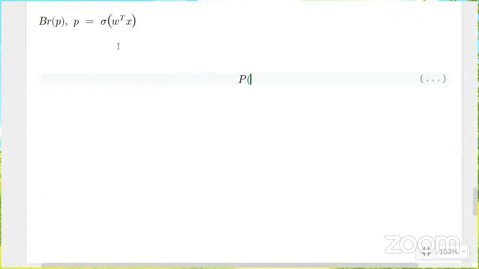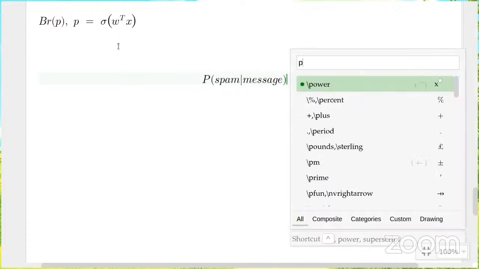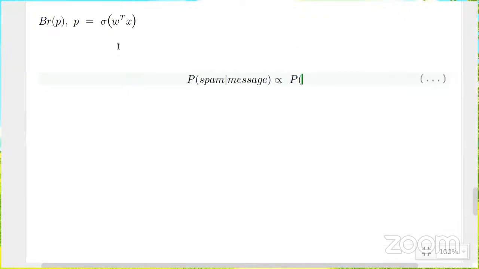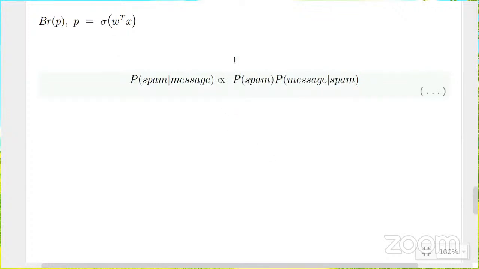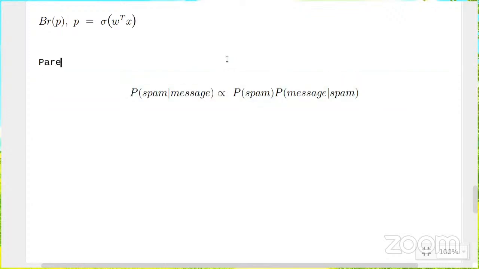See, we need to find out whether it's a spam message or not. So for that, I use this Bayes formula, P of message given spam, right? So this P of spam is the prior, and basically now I am at the stage of parameter estimation, right? I'm trying to estimate the parameters of my probability distributions.